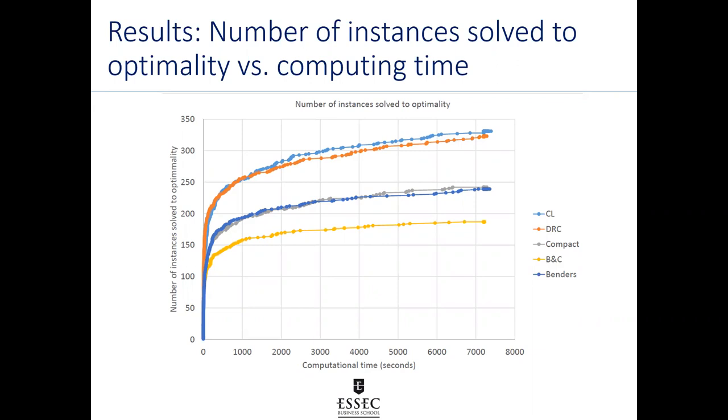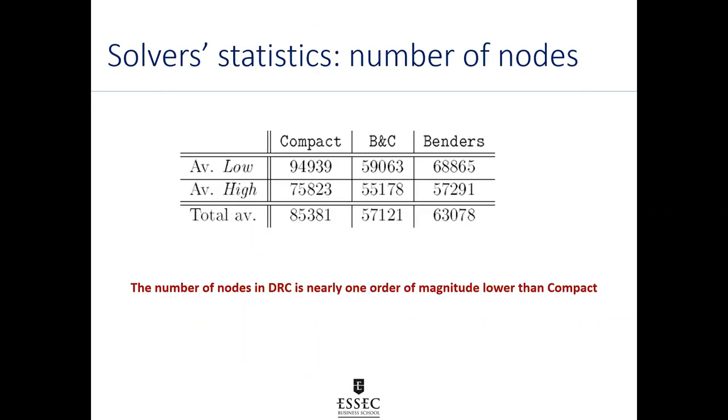Why? Because we didn't spend time improving the relaxation. So we ended up having a large branch-and-bound tree, which is explained by this number over here. We have some statistics about the number of nodes visited in our solution approaches at termination, and it's by far more than the ones reported in the paper by the two competitors. That is because we didn't strengthen the relaxation. So that's our final conclusion.